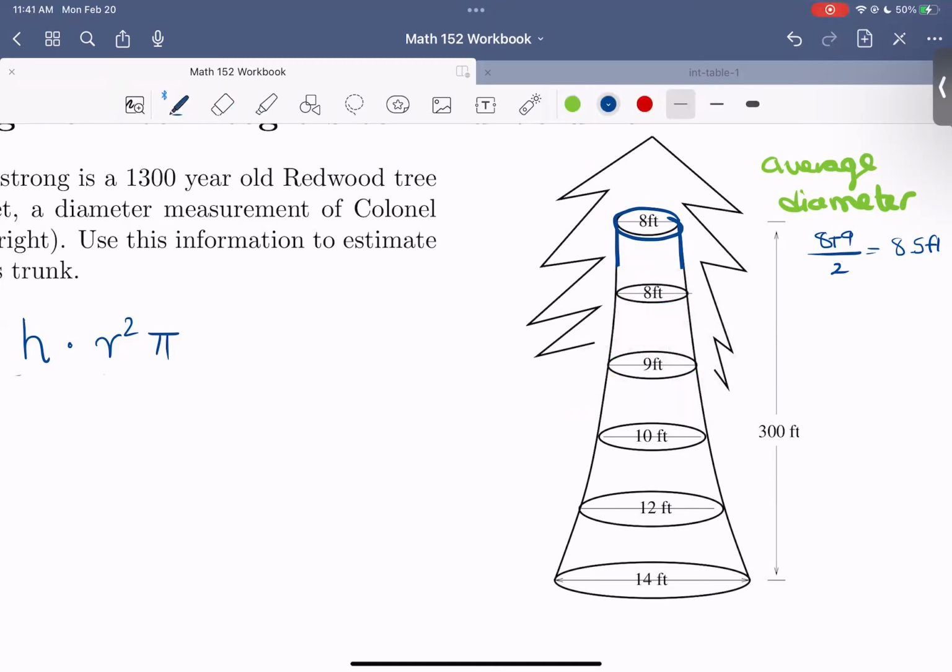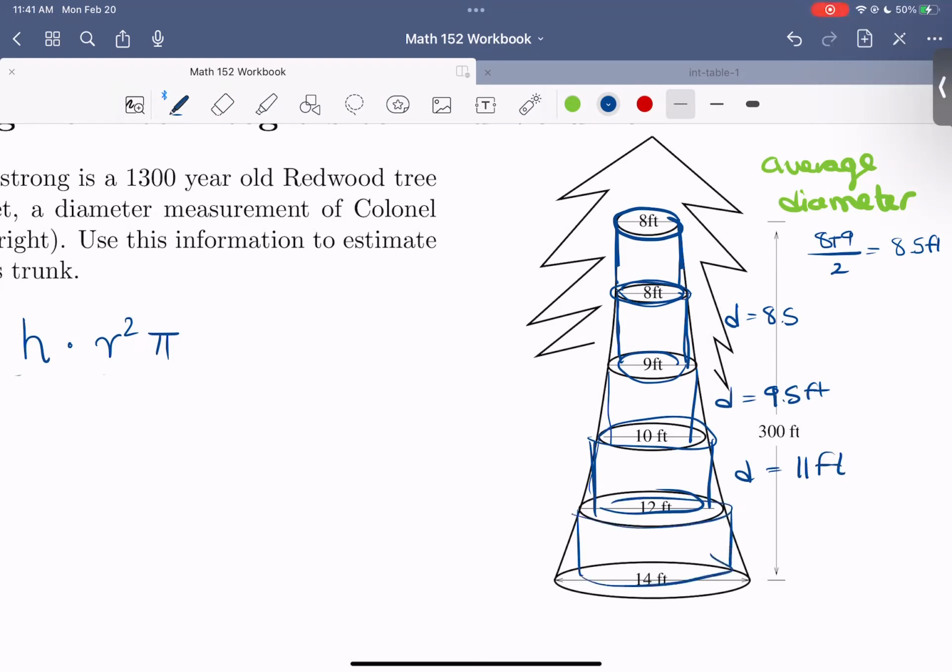So we could draw in these cylinders. So first we have a diameter of 8, then I'll label here D is equal to 8.5. Next, the average diameter between 9 and 10 would be 9.5, so the diameter here is 9.5 feet. And then continuing, the average diameter between 10 and 12 is going to be 11 feet. Then the average diameter between 12 and 14 would be 13 feet. So now we have diameters for these cylinders.